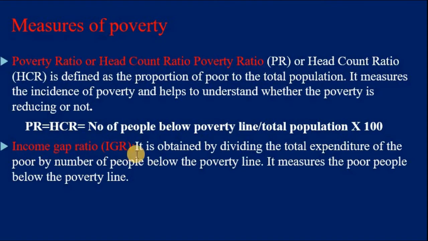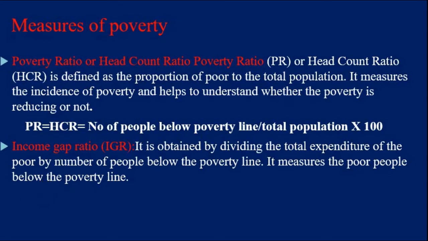Other one, income gap ratio. It is very simple. By dividing the total expenditure of the poor by the number of people below the poverty line. See, it's very simple. Dividing the total expenditure of the poor. So how much expenditure do they spend? We already discussed there is a per capita consumption, basic requirement, some of the measures. Now here, the total expenditure of the poor by the number of people below the poverty line. So it measures the poor people below the poverty line. How many people are there like that?